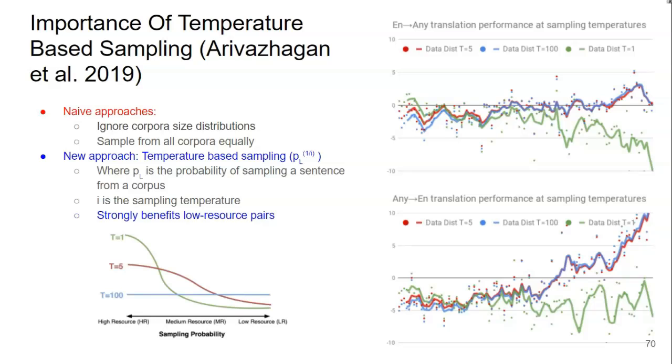So there is a new approach called temperature-based sampling. This temperature-based sampling was already used for vocabulary sampling, and it can also be used for parallel corpus sampling during training. So if PL is the probability of sampling a sentence from a particular corpus, then temperature-based sampling is simply done by PL to the power of 1 by T, where T is the sampling temperature.